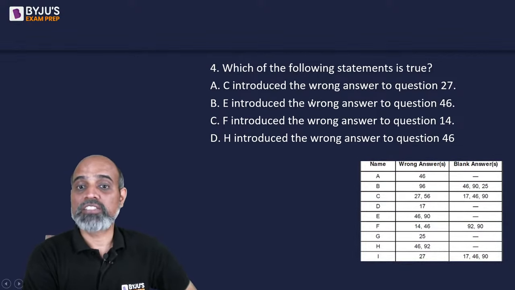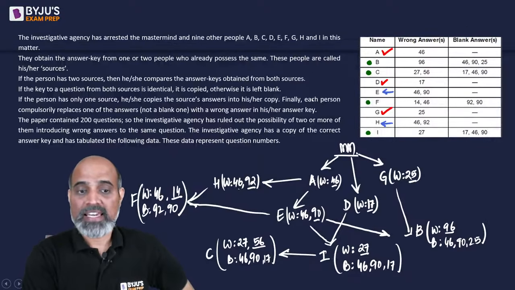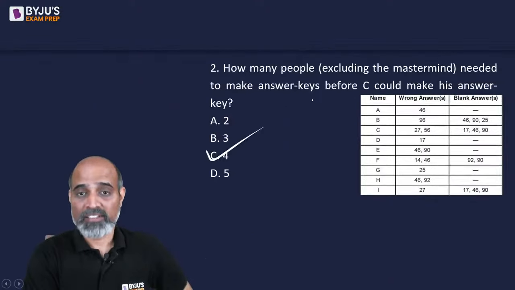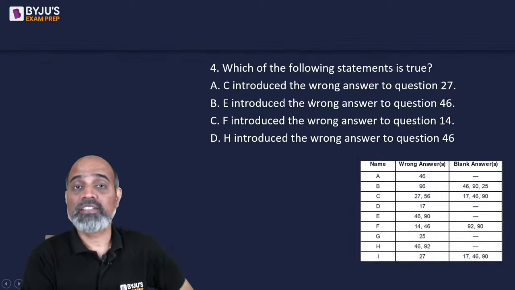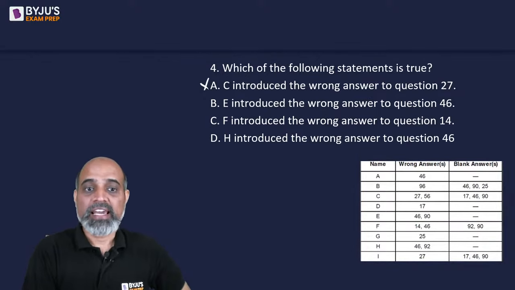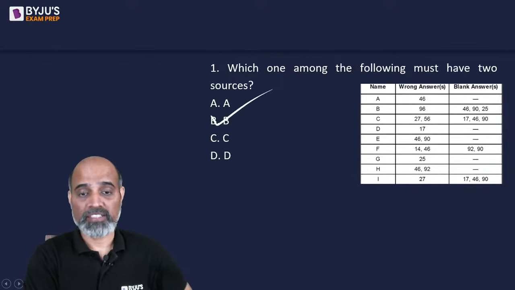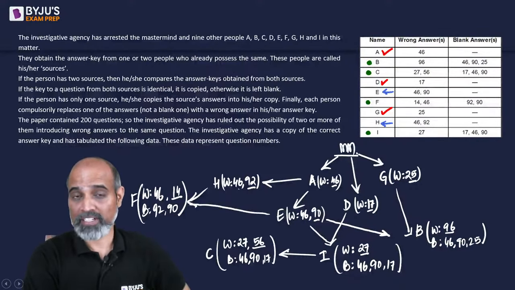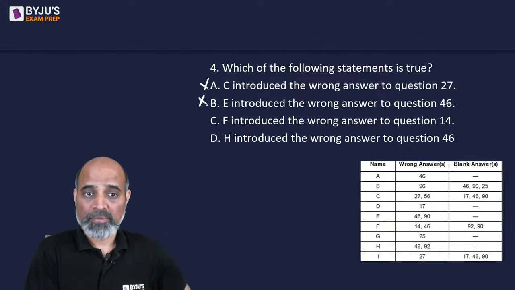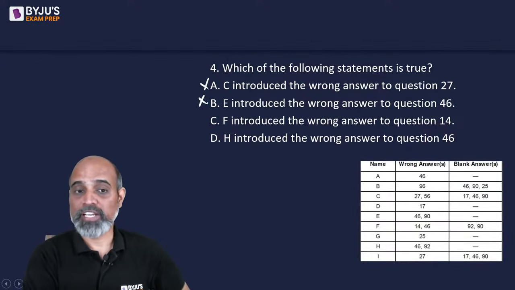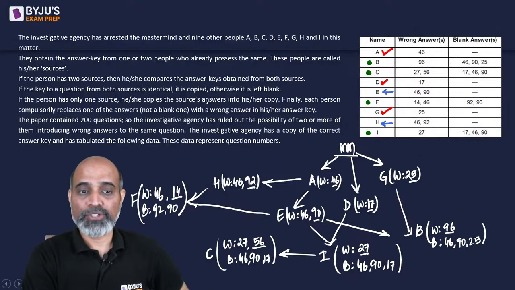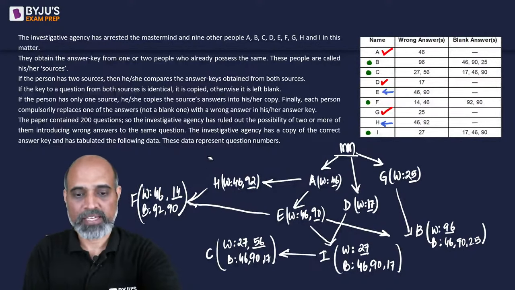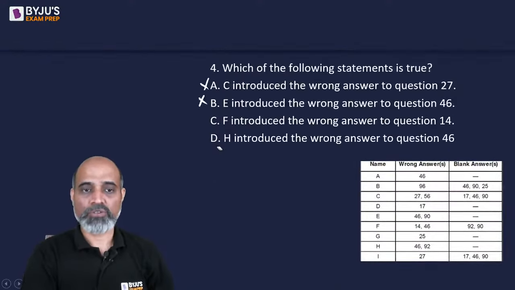C introduced the wrong answer to question number 27. C introduced the wrong answer to question number 56. If you look at the chart, the flow chart, the tree diagram, then A, no, not that answer. E introduced the wrong answer to question number 46. E introduced the wrong answer to question number 90 and not 46, if you look at the flow chart. F introduced the wrong answer to question number 14. Yes, he did. Right? Absolutely correct. So the answer is going to be option C.